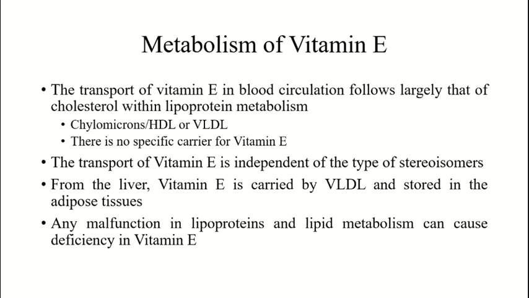Okay. Now, in a general sense, the transport of vitamin E in the blood circulation follows largely that of cholesterol within the lipoprotein metabolism. From the liver, vitamin E is carried by the very low density lipoproteins and stored in the adipose tissues. The transport of vitamin E is independent of the type of stereoisomers. Any malfunctions in lipoproteins and lipid metabolism can cause a deficiency in vitamin E.